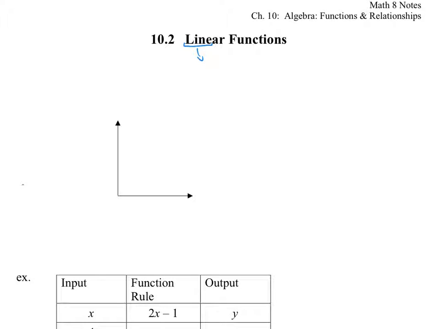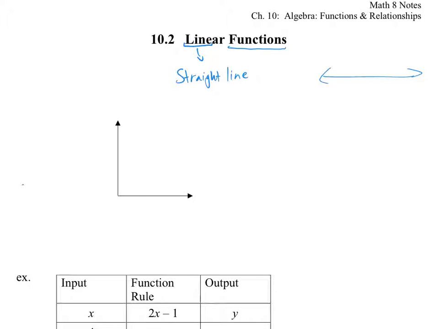So linear functions are going to be things that are a straight line. That's the linear part. Anything that's linear has to be a straight line. But a function, if we go back to section 10-1, says that for functions each x can only have one y, right?